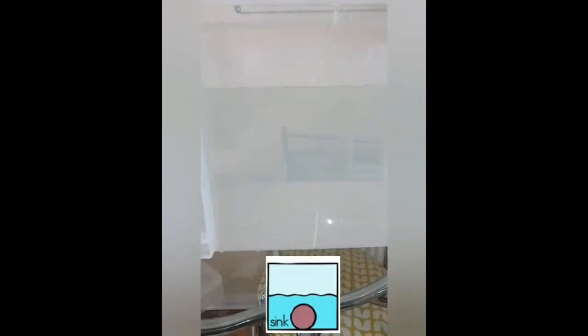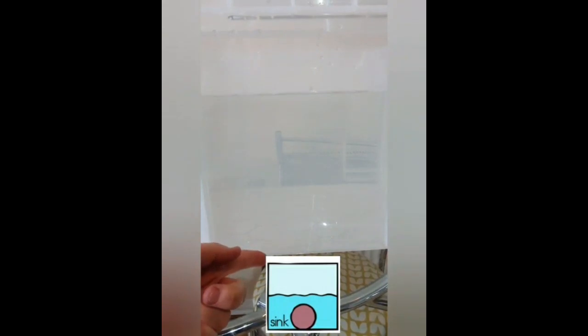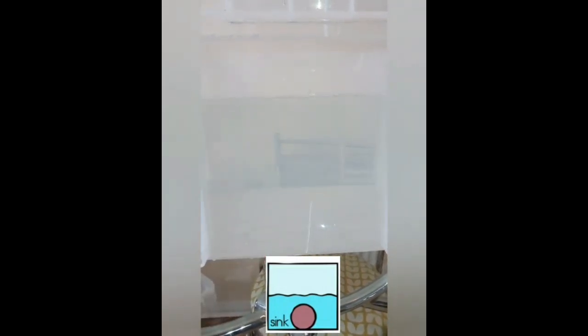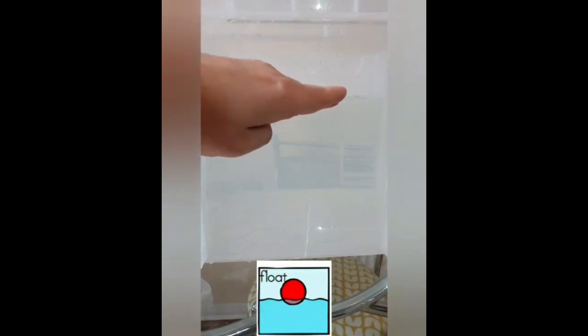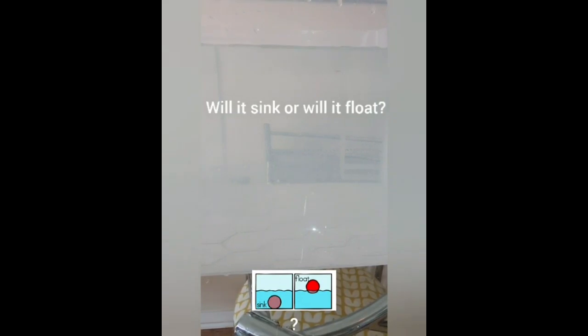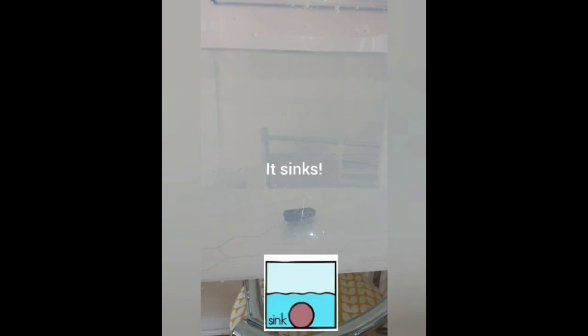Now remember, sinking means that it's going to fall to the bottom. It's going to go down to the bottom of the tank. If it floats, then it's going to sit on the water. You might have heard the saying, sinks like a stone, but does a stone actually sink? What happened? It went right to the bottom, which means, that's right, it sinks.